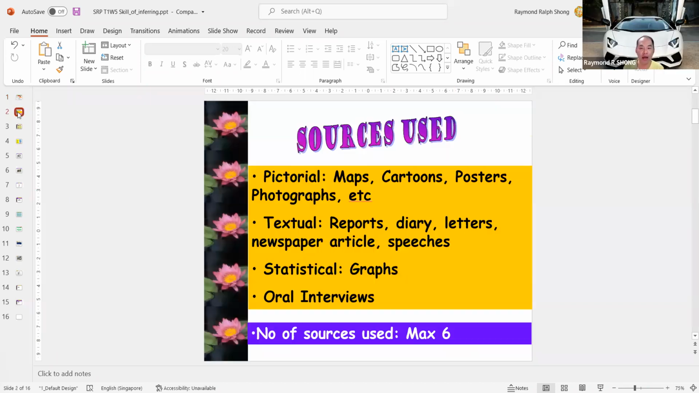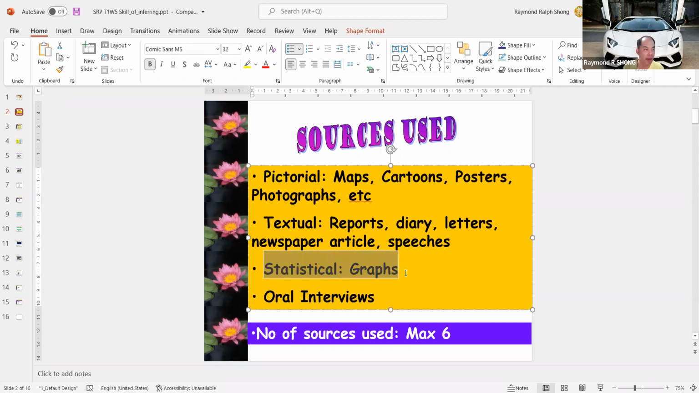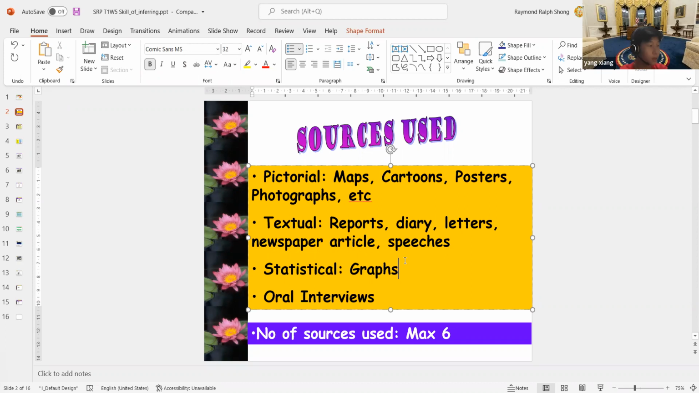Okay, wait, how about this one? Which one is the easiest? Pictorial, textual, statistical, oral? For me, Uncle Raymond, I find that statistical is the worst, because I don't like math. But I still have to like it for the sake of my students. I find this is the easier. Picture is the easier for me. This is the toughest. How about you? I like textual the most. And I hate pictorial the most.